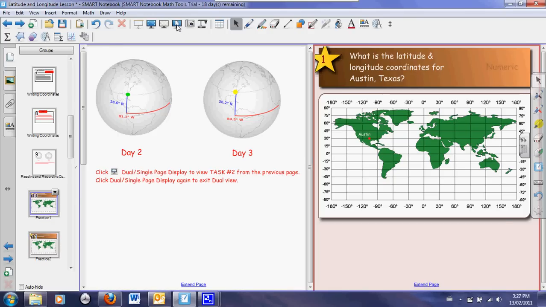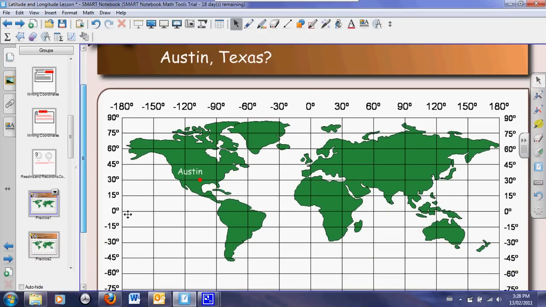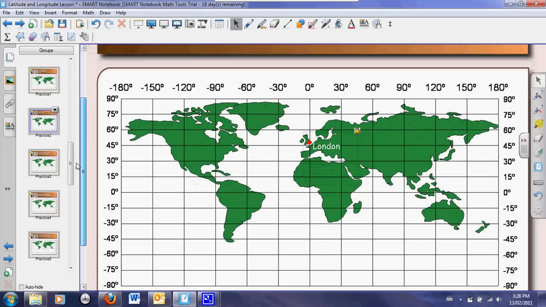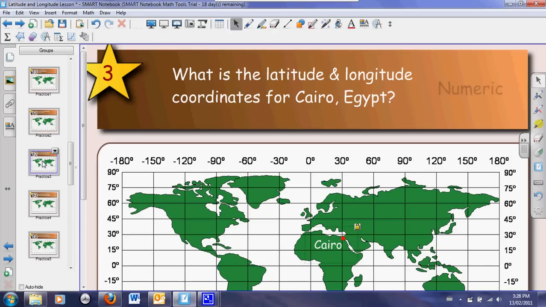Okay, so what's the longitude and latitude coordinates of Austin, Texas? Give it a try and then I'll give you the answer. Actually, I'll show you this and then I'll give you the questions first and then I'll go back and give you the answers. This one is of London, England. And again, if you're at home watching this, you probably should pause it because I'm going to go through it fairly quickly. This one is Cairo, Egypt.